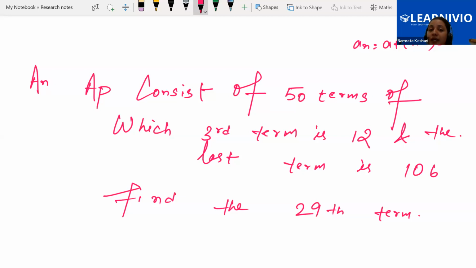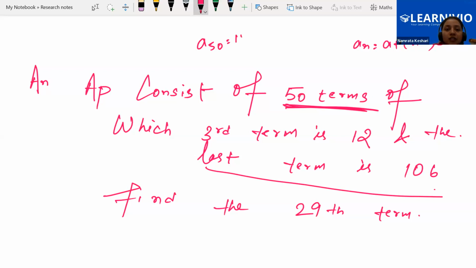हमारे पास एक ऐसा एपी है जिसमें टोटल कितने टर्म्स है? 50 टर्म्स है. एक ऐसा एपी है जिसमें टोटल 50 टर्म्स है, और यहाँ पे कंफ्यूज करने के लिए क्या लिखा हुआ है? लास्ट टर्म इज 106. कितने टर्म है टोटल? 50 टर्म है. लास्ट टर्म 106 है, तो कैन आई से दैट 50th टर्म इज 106? Yes. कैन बी. टोटल कितने टर्म्स है? 50 टर्म्स. Okay, and last term is 106. What is that representing? Is it representing that 50th term is 106? Is it representing that A50 is 106?